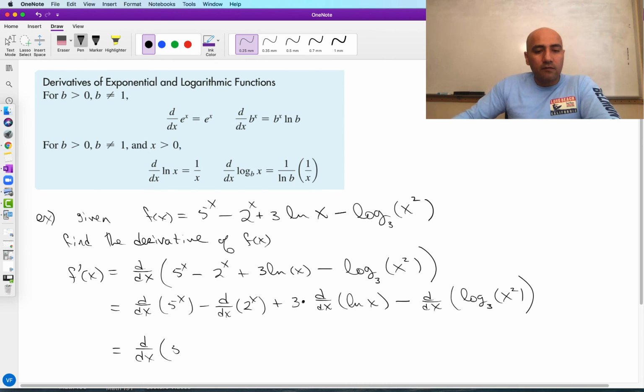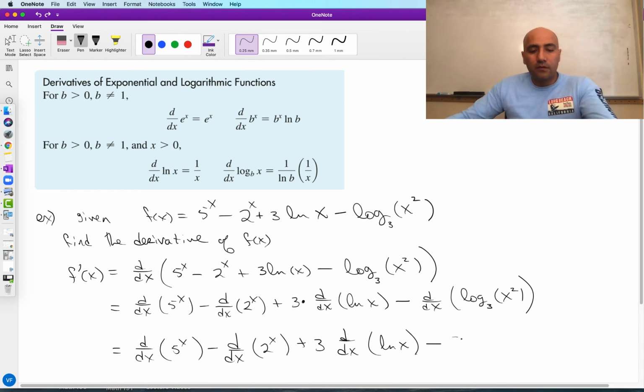Okay, so let me recopy this. d dx of 5 to the x minus d dx of 2 to the x plus 3 d dx of ln of x minus, and I'm going to pull the 2 out in front, and then that's just some constant, so I'm going to pull it out in front here. Say that that's 2 times the derivative with respect to x of log base 3 of x. So now it'll look just like this one.